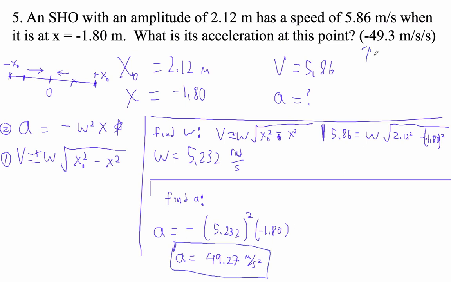Now, why is there a negative here? Are we sure we're right? I think we are. Let's see. If we are at a negative position, then we'll have a positive acceleration. So that negative is incorrect. Okay, I'm going to stand by that.